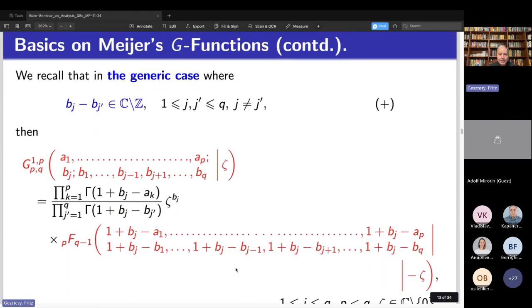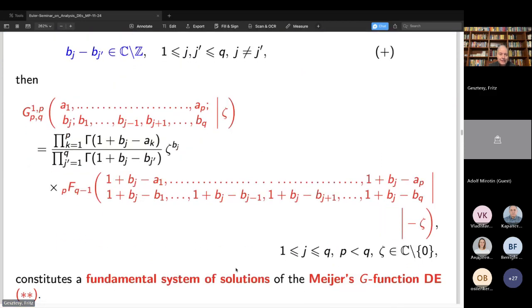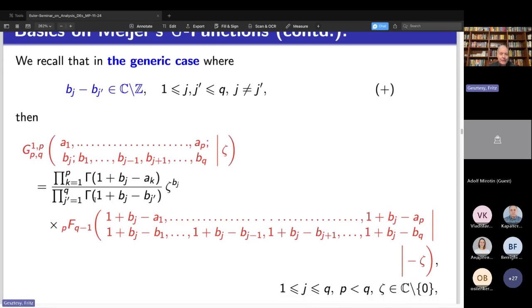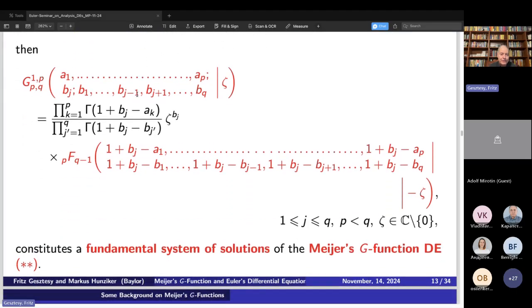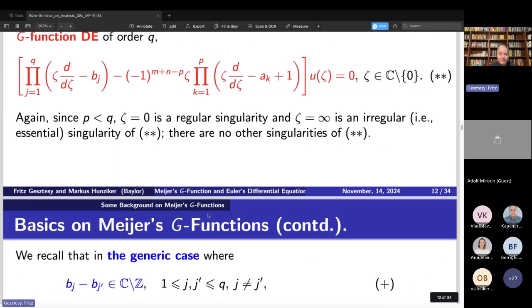So let's talk a little more about Meijer's G function. Again, I'm in the generic case. So this means that my difference of b's is not an integer. And in that case, I can look at the G's and express them in terms of F's. And this combination that you see, where j goes from 1 to q, is actually a fundamental system of solutions of the Meijer G function differential equation 2 star that we just had here.